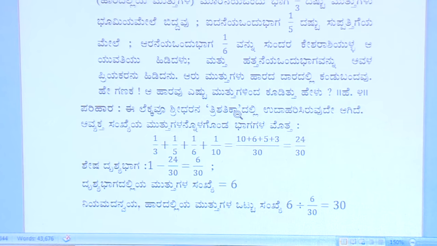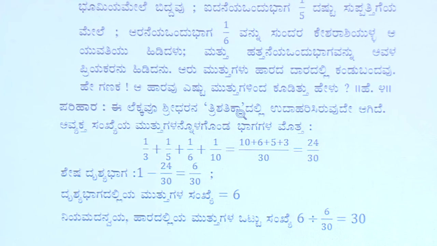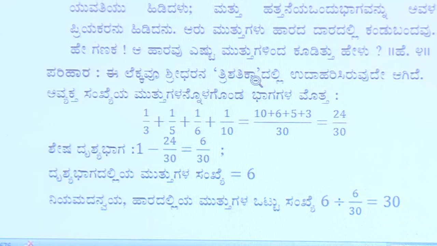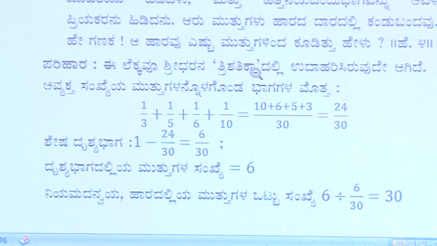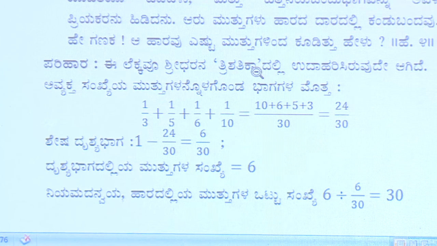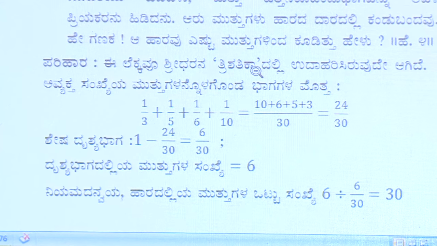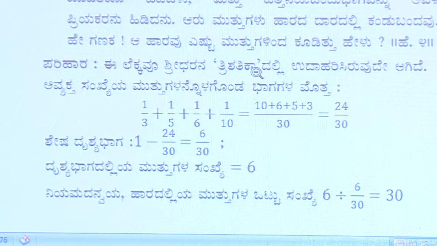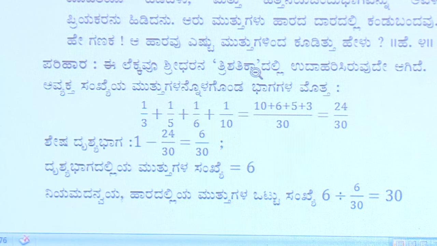So, what is the number of pearls? 1 by 3, 1 by 5, 1 by 6, 1 by 10. So, totally 24 by 30 were lost, and what remained in the thread was seen as only 6. The remaining part is 1 minus 24 by 30. That part constitutes 6 pearls. What is the total number of pearls in the garland? It is 30. Okay, next.